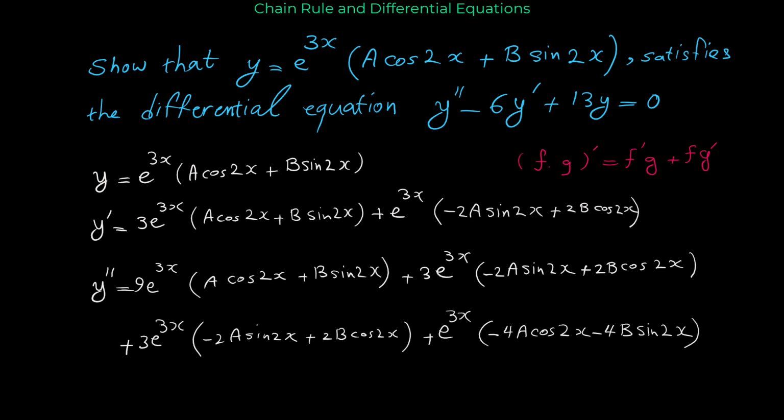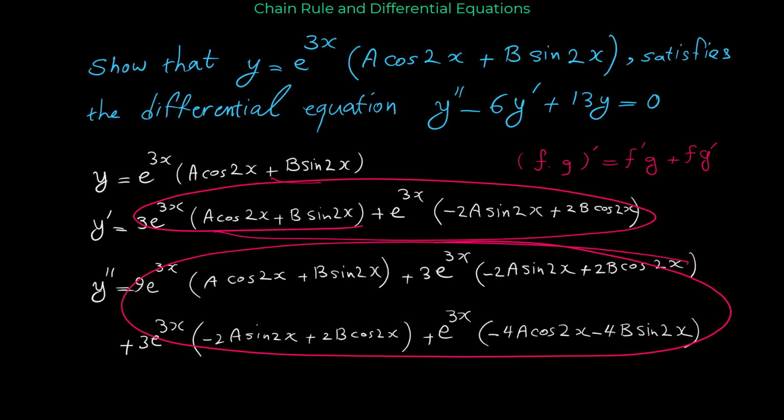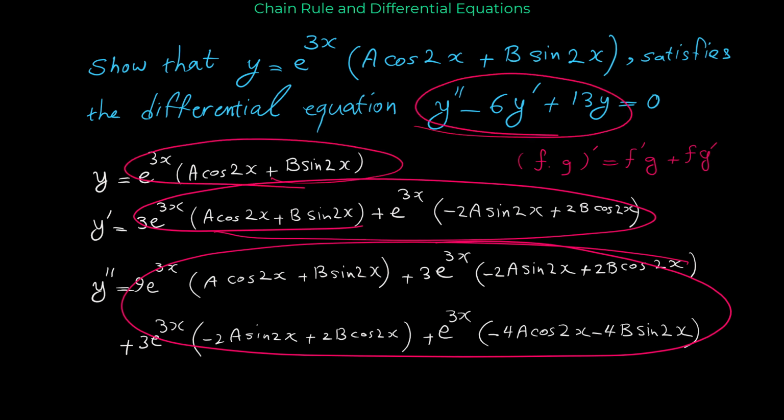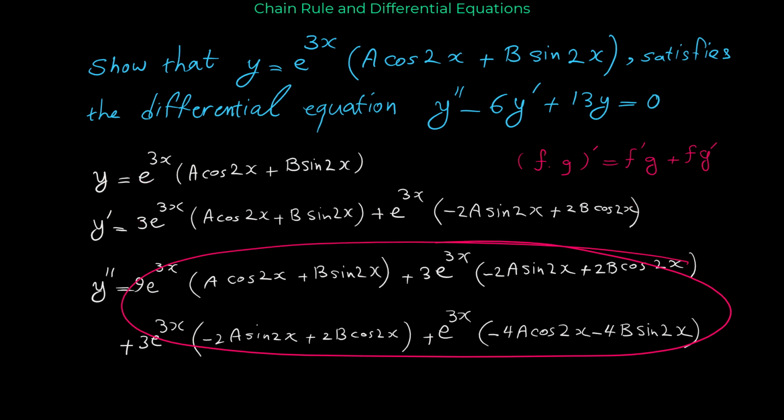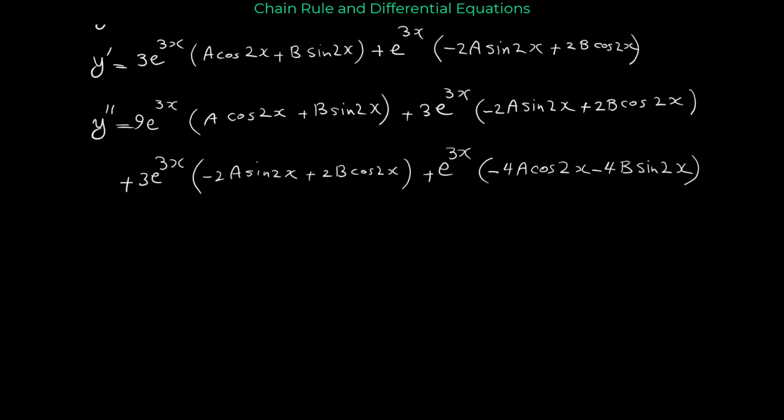Now that we have y double prime, y prime, and y, we have to substitute these expressions here, and we have to show that if we simplify it, we get 0. So y double prime minus 6y prime plus 13y equals 0.